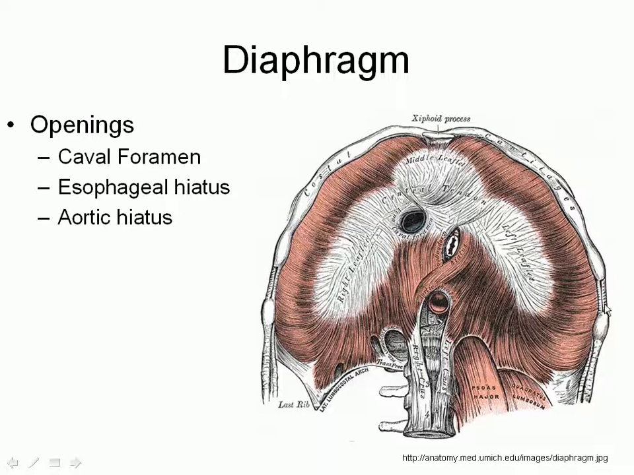So let me orient you to this picture. We are looking up at the bottom of the diaphragm. So we are essentially sitting in your abdomen, and when we look up, we see the diaphragm. Here's the xiphoid process, so this we know is the anterior. Here's the vertebral column, so this we know is the posterior. This is the caval foramen, the most anterior opening. There's the esophageal hiatus in the middle, and the most posterior opening is the aortic hiatus.